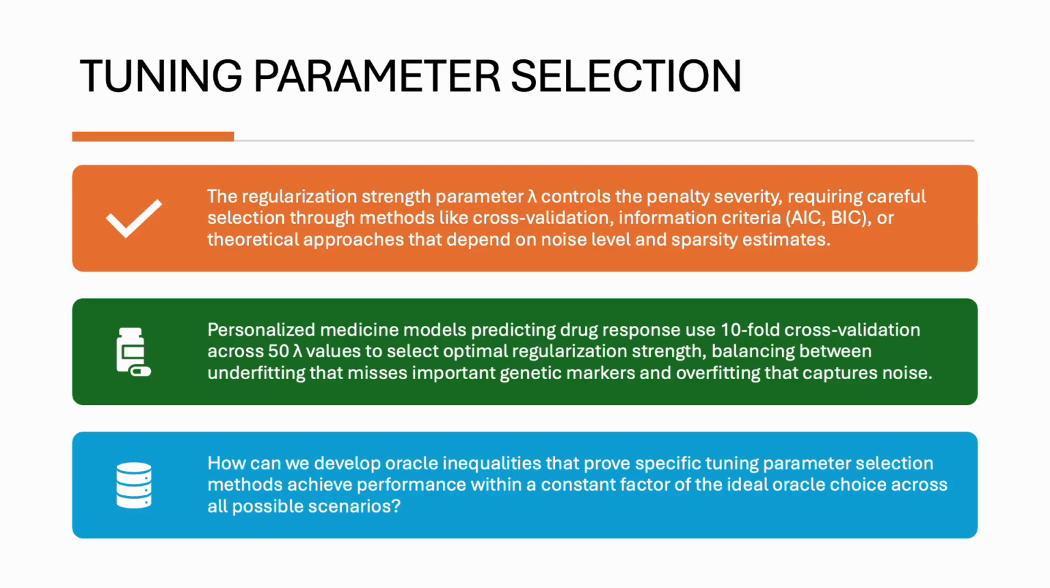The regularization strength parameter lambda controls the penalty severity, requiring careful selection through methods like cross-validation, information criteria like AIC, BIC, or theoretical approaches that depend on noise level and sparsity estimates.